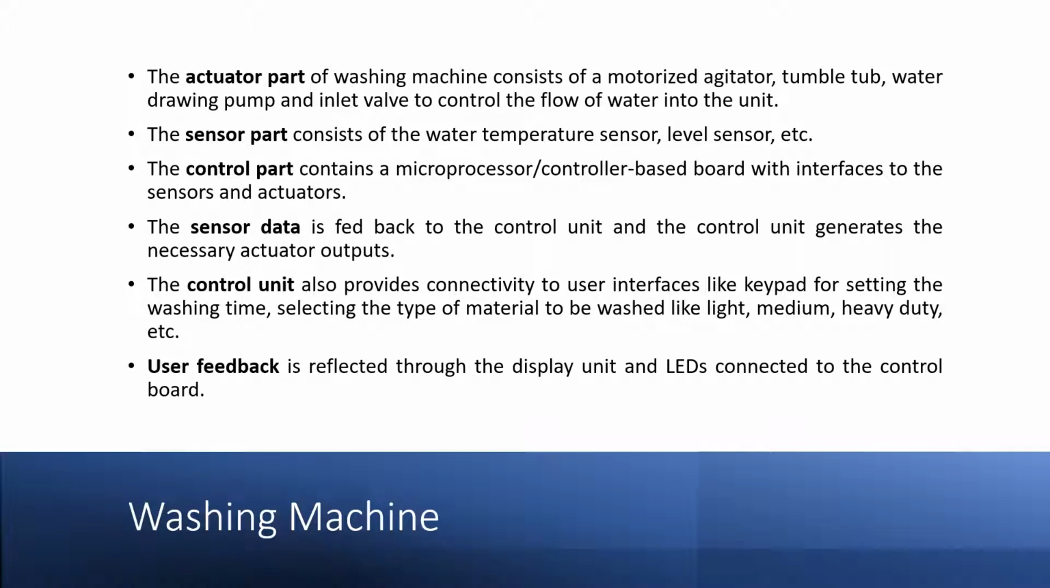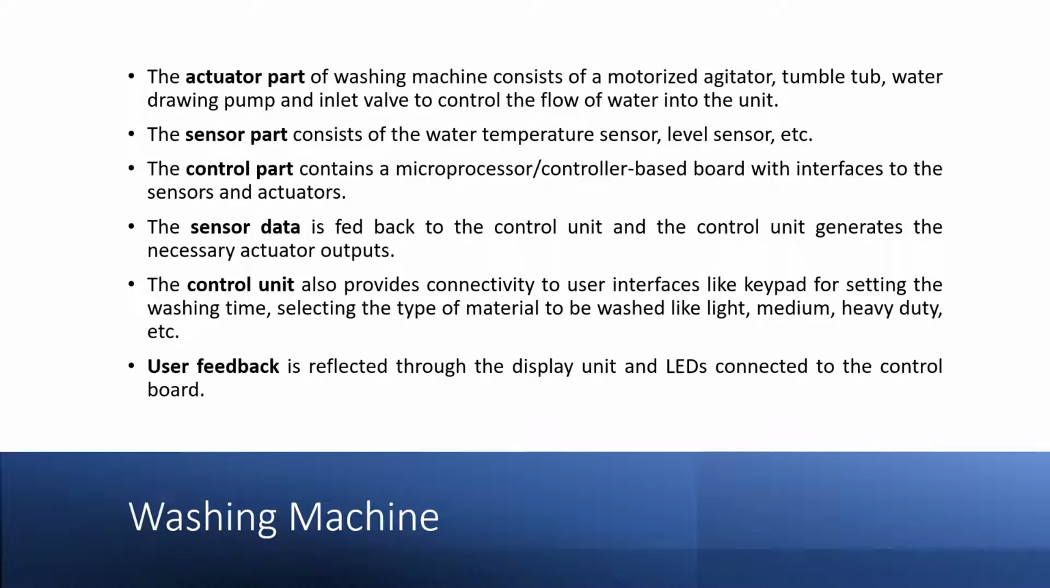Connecting with the typical components of an embedded system, we know that an embedded system can have an input part, that is sensor part. So in washing machine, the sensor part consists of water temperature sensor, level sensor, etc. And there will be an actuator part of washing machine which consists of a motorized agitator, tumble tub. We will talk about this agitator and tub in detail. Then we have this water drawing pump, inlet valve to control the flow of the water into the unit, etc. Then we have this control part which contains a controller unit, or a PCB board with interfaces to these sensors and actuators.